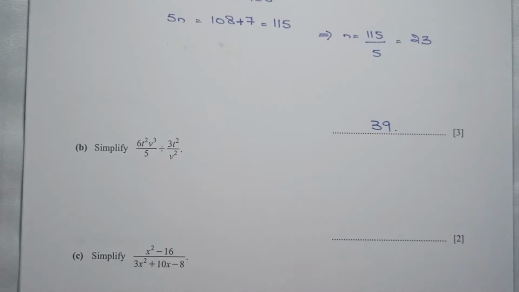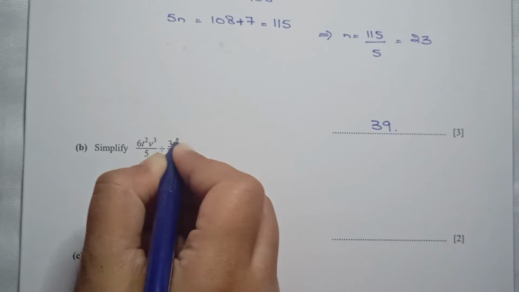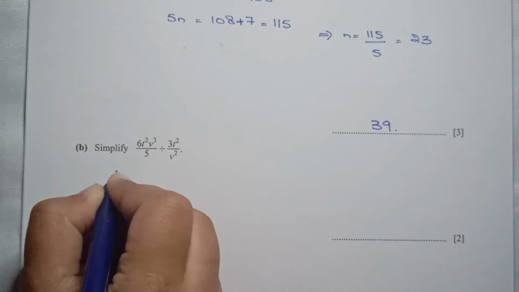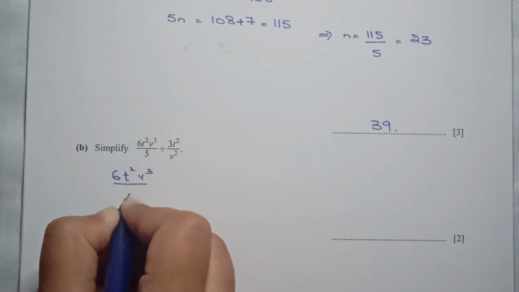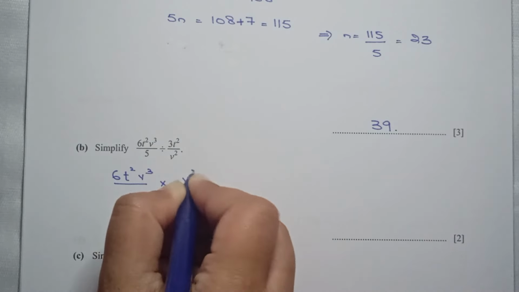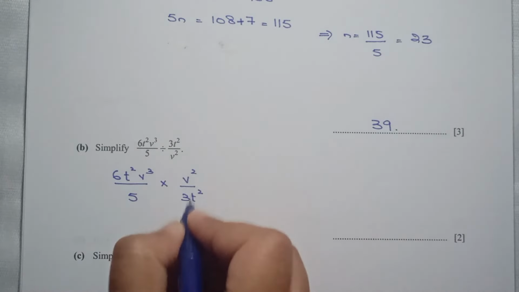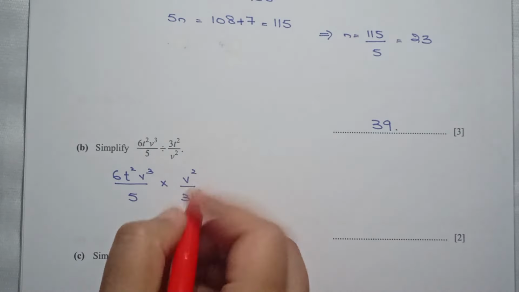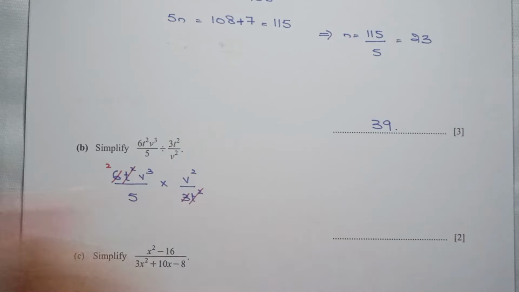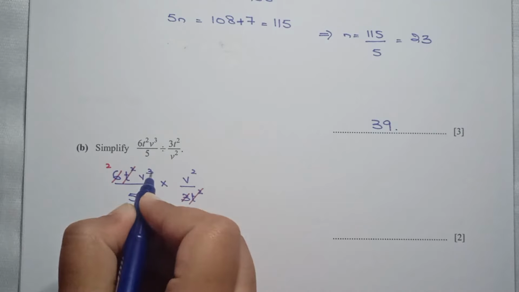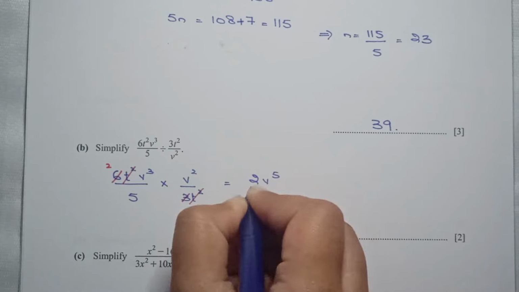Now for the B part, we need to simplify this expression. This is pretty easy. So we have a division. So we need to take the reciprocal of the second fraction and convert it into multiplication. 6t square v cube over 5 times v square over 3t square. I just did the reciprocal. Now 3 times 1 is 3, 3 times 2 is 6. t square is cancelled with t square. So we are left with 2v cube and v square over 5. So it would be 2v^5 over 5.